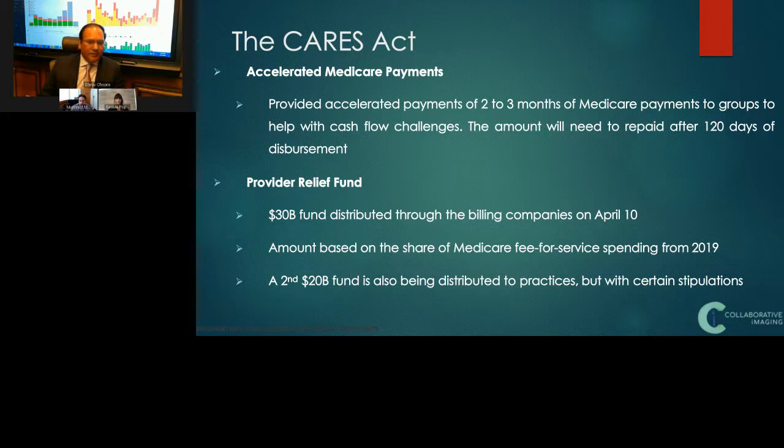And then we have the Provider Relief Fund, which came about where they have $30 billion distributed through billing companies, which started on April 10th. A lot of groups have taken advantage of that. There's a second round of $20 billion that's going around as well, but they're putting a few more stipulations on that. So from an auditing perspective, groups have to be willing to audit. But all of this is, again, a temporary Band-Aid to fix the underlying issue, because this money is going to get spent very quickly with practices continuing to keep their doors open when volume's not coming in.